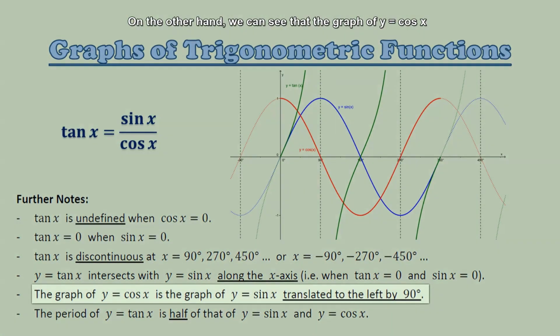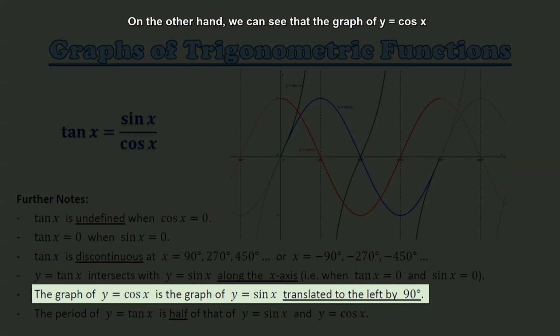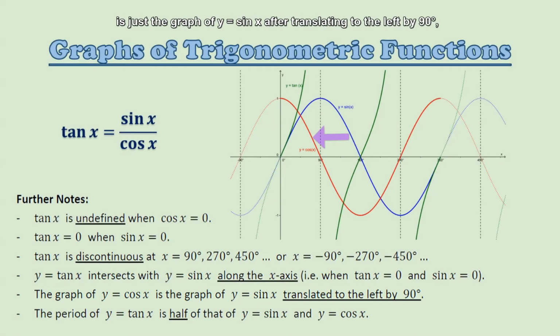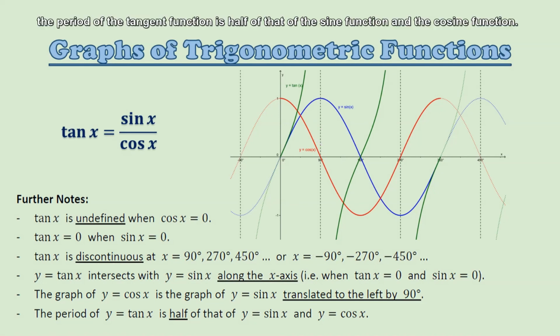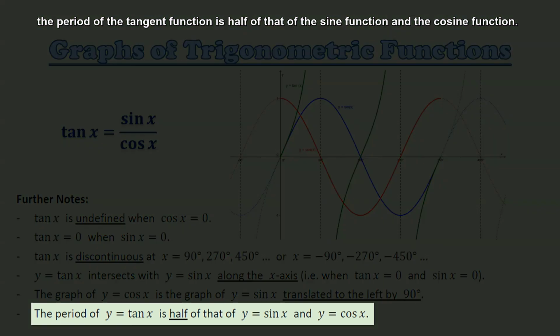On the other hand, we can see that the graph of y equals cosine x is just the graph of y equals sine x after translating to the left by 90 degrees. And also we can see that the period of the tangent function is half of that of the sine function and the cosine function.